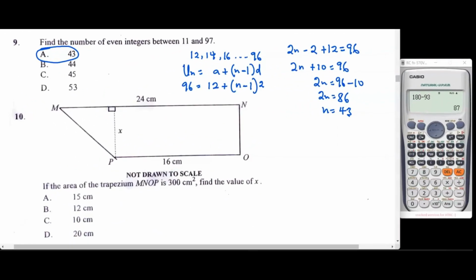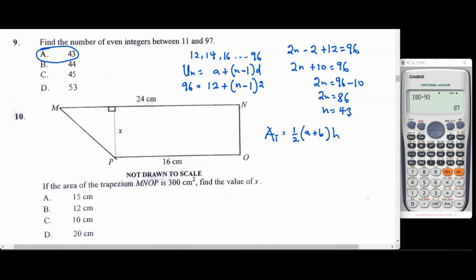Question number 10 says that if the area of a trapezium MNOP is 300 centimeters squared, find the value of x. So x is actually the perpendicular height if you look at it carefully, because we have this right angle shown here. So the area of a trapezium, let me call it small t, is actually half the sum of the parallel sides, which is a plus b, multiplied by the perpendicular height.